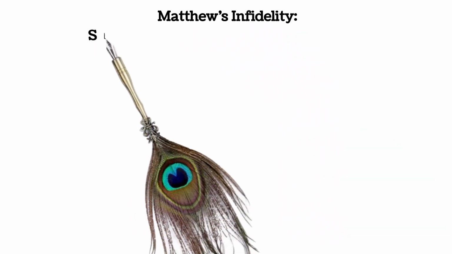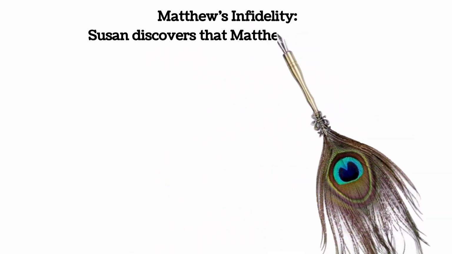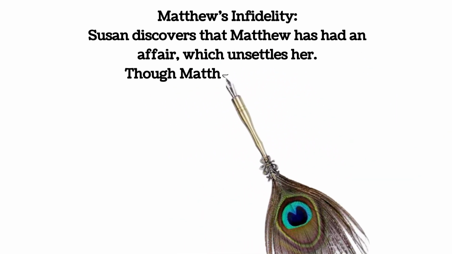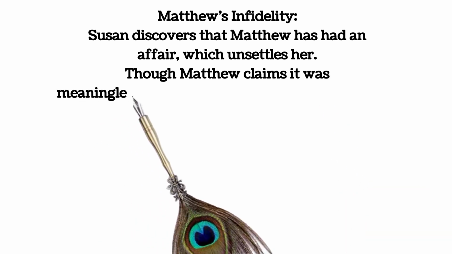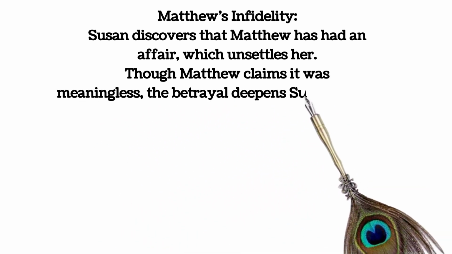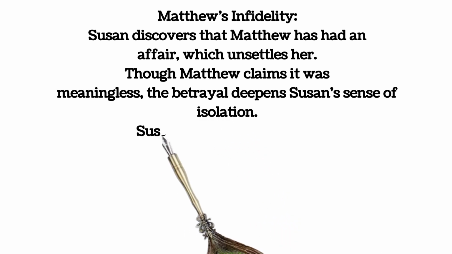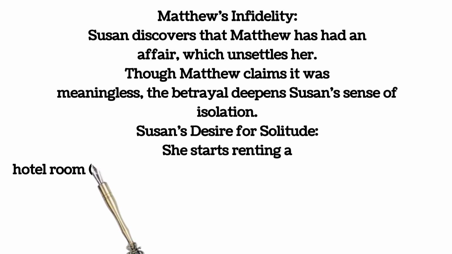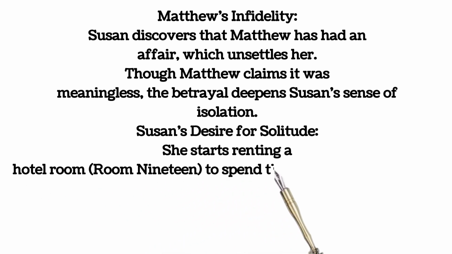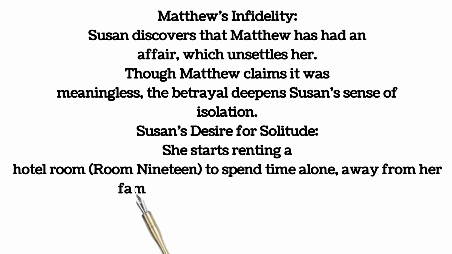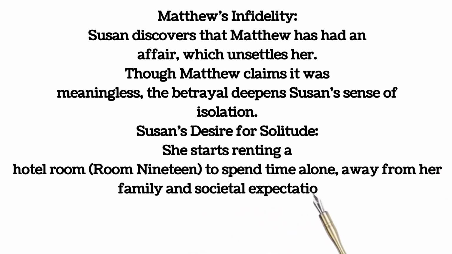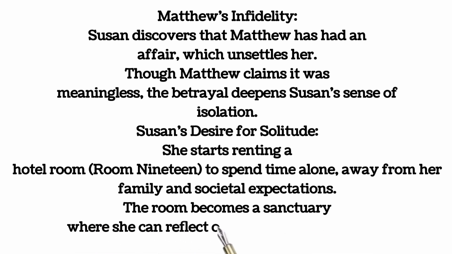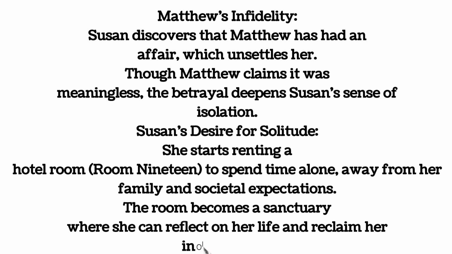Matthew's infidelity. Susan discovers that Matthew has had an affair, which unsettles her. Though Matthew claims it was meaningless, the betrayal deepens Susan's sense of isolation. Susan's desire for solitude. She starts renting a hotel room, room 19, to spend time alone, away from her family and societal expectations. The room becomes a sanctuary where she can reflect on her life and reclaim her individuality.